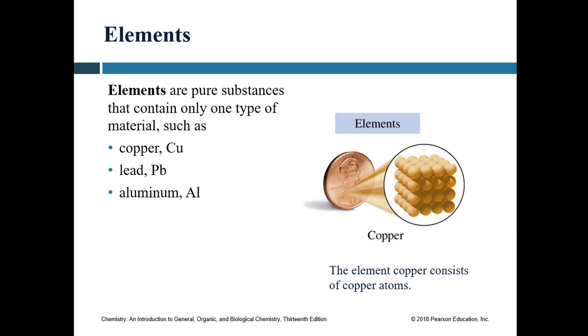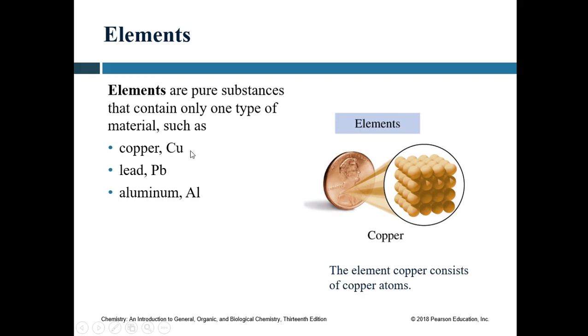All right? Now then, let's go back to elements. Elements are pure substances that only contain one type of material. For example, copper is an example of an element. If you look on the periodic table of elements, which are all elements, and we'll be looking at the periodic table in sections later on, you'll find copper. So you'll notice also how we write copper.